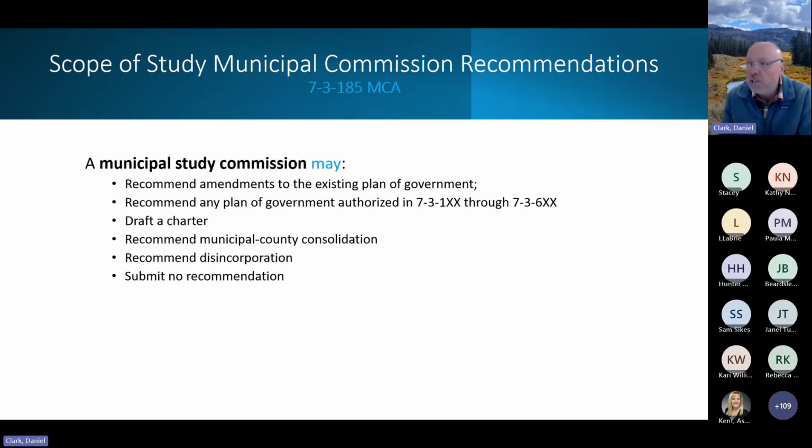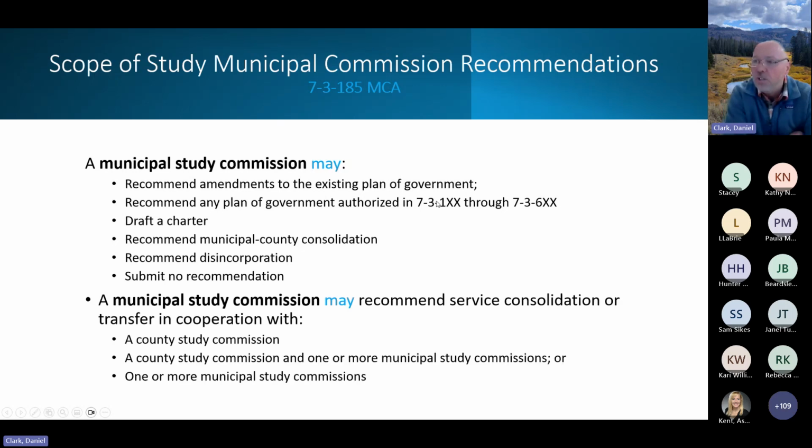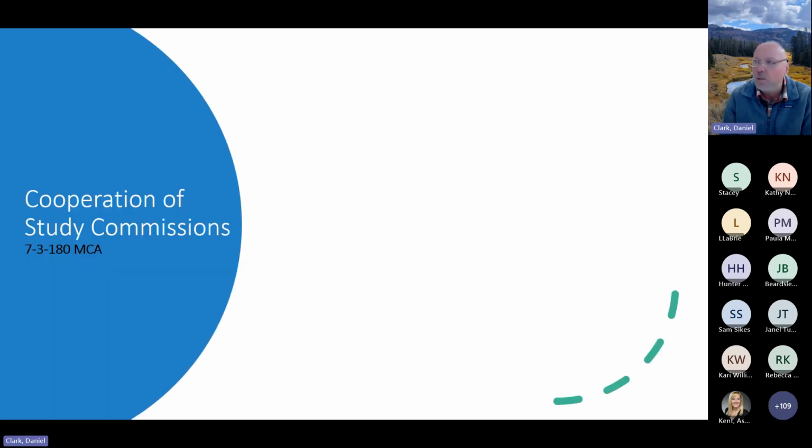They can submit no recommendation. And again, they can do the same. They can cooperate with other study commissions, either other cities or the cities in the county. Yeah, so they have that option too. So it's a really broad playing field that you can operate in and collaborate and coordinate. And really the idea is let's just have a good review of this local government and see what we can do better.